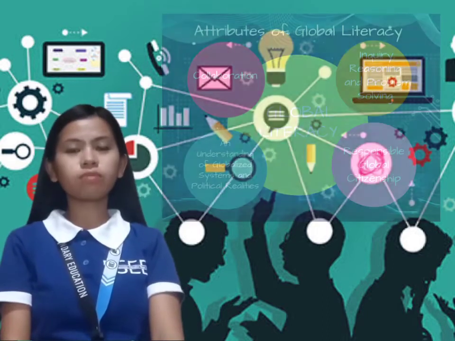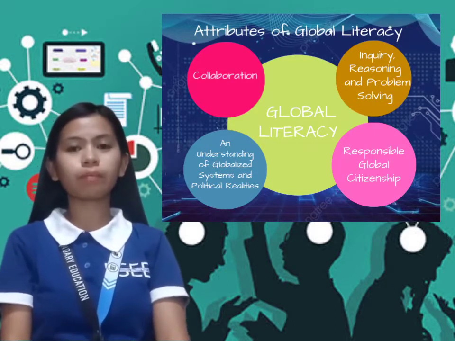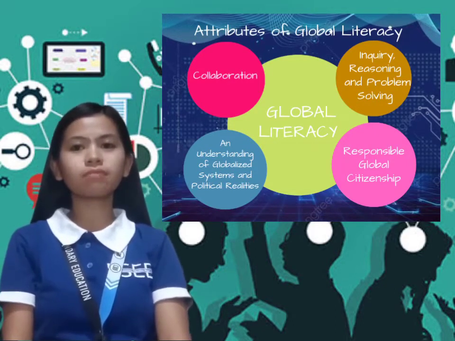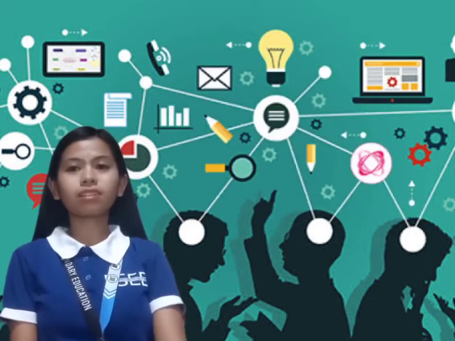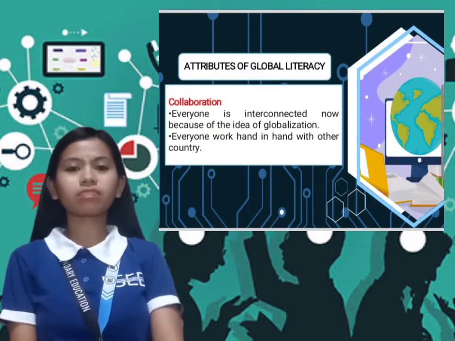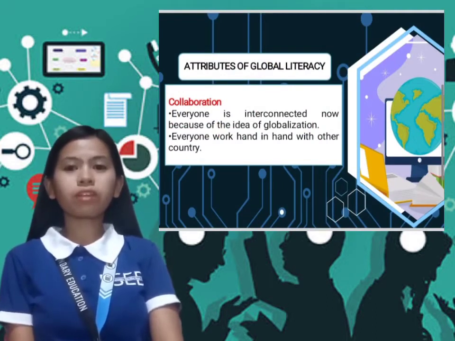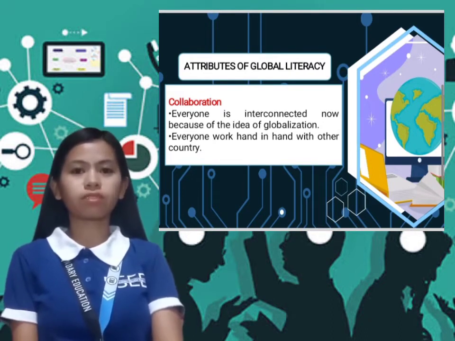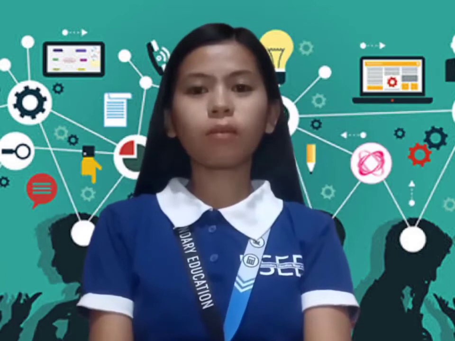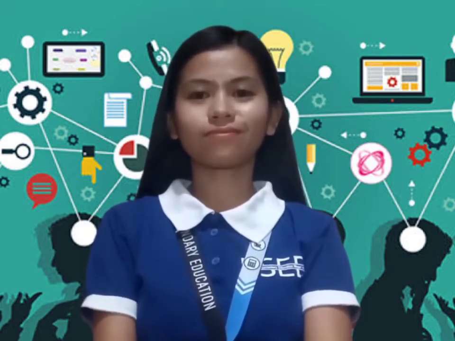Moving forward to the attributes of global literacy. First, collaboration. Second, inquiry, reasoning, and problem solving. Third, responsible global citizenship. So the first attribute of global literacy, collaboration, where everyone is interconnected now because of globalization. So they work together with other countries to achieve a common goal or purpose. And the rest of the global literacy attributes will be reported by Kim Loe Andolana.